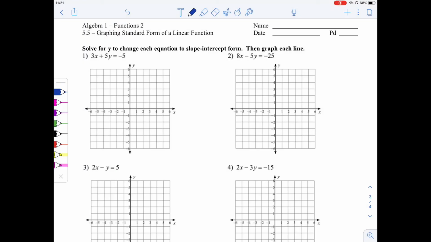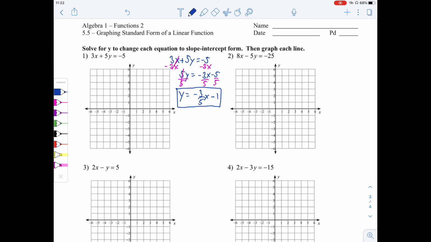Okay, for this one, we're going to solve for y. I'll show you the work. How are we solving? So start with the first equation. First, subtract our x variable. Subtract 3x from both sides. So cancel that out. We're left with 5y equals negative 3x minus 5. And then we divide by the coefficient 5 to everything. And we got y equals negative 3 over 5 x. And then negative 5 divided by 5 is negative 1. And that's our equation right there.